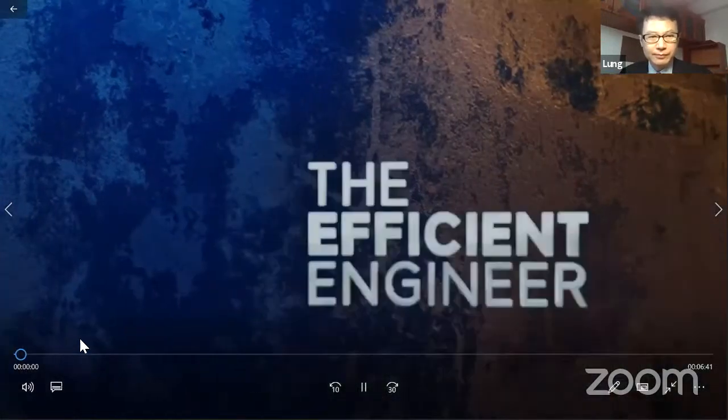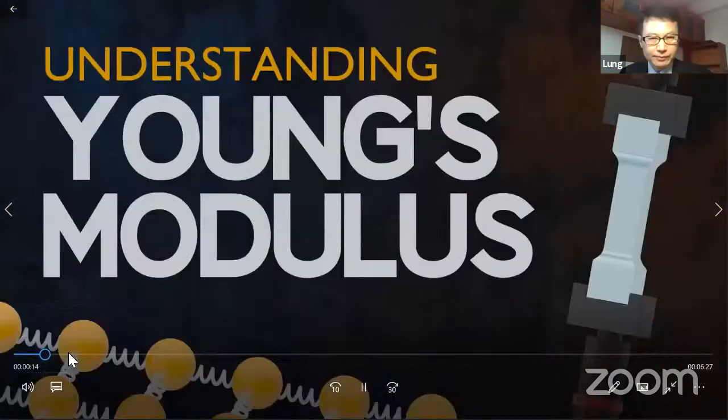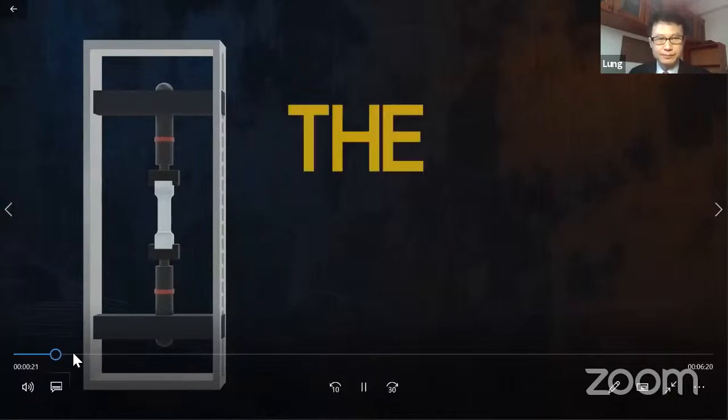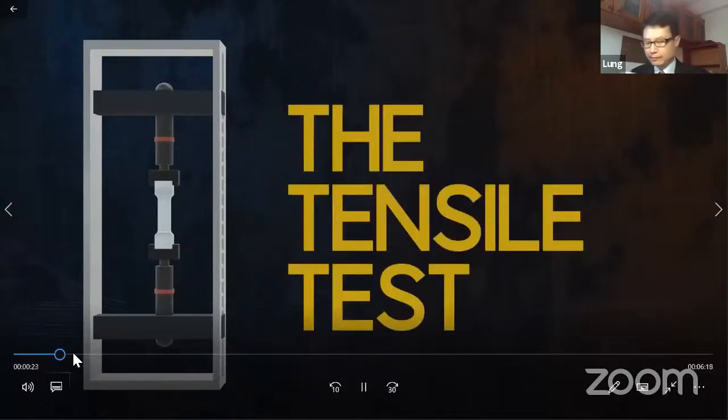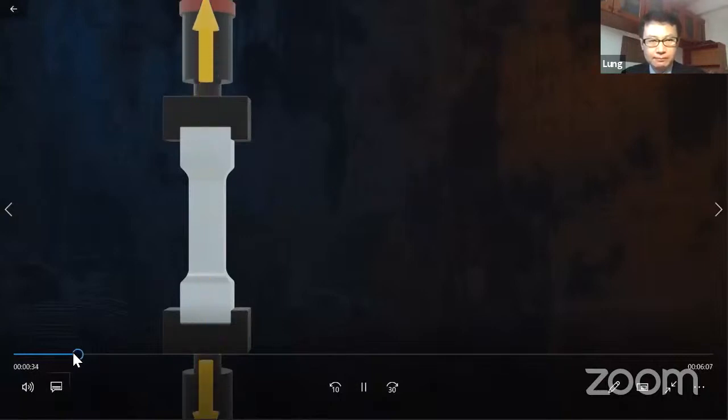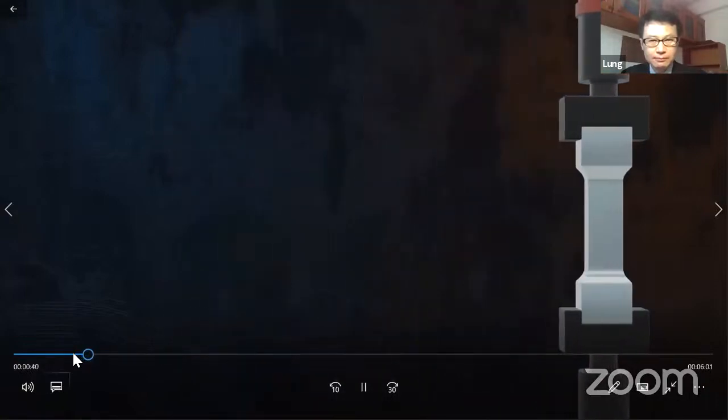Welcome back to the Efficient Engineer channel, everyone. Let's introduce Young's modulus using the tensile test. The tensile test is a very common mechanical test, which takes a test piece and stretches it along its length. It is a uniaxial test, meaning that it applies a load in one direction only, as shown here. During the test machine measures the applied load and the change in length of the test piece.